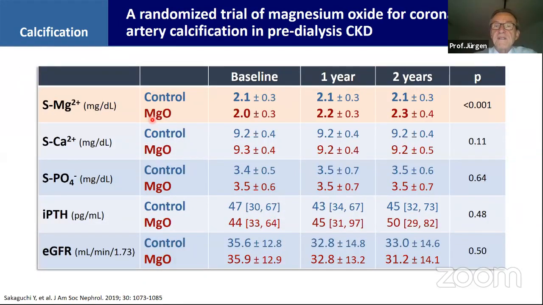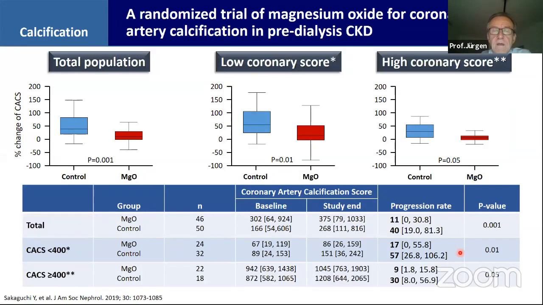What they found is that serum magnesium increased a little bit, but nothing else. In particular, PTH was not suppressed. This is a common concern when you give a lot of magnesium to dialysis patients, that you suppress the PTH. And the GFR in these patients was stable around 30. This is what they found.